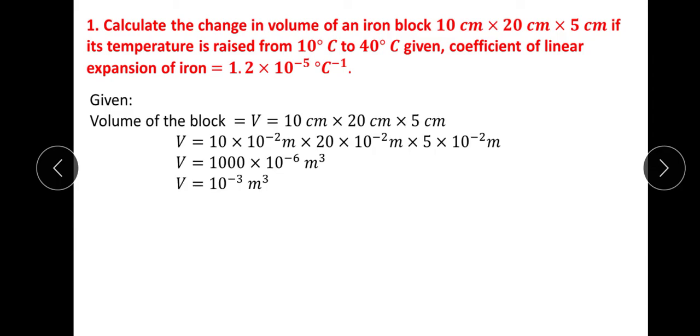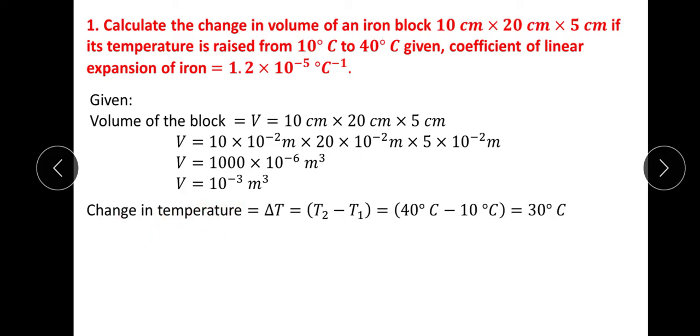First, let us write the given thing. The initial volume of the block V is given as 10 centimeter into 20 centimeter into 5 centimeter. Let us write this in SI units. So 10 centimeter is 10 into 10 power minus 2 meter. 20 centimeter is 20 into 10 power minus 2 meter. And this is 5 into 10 power minus 2 meter. Now multiplying these, you will get 1000 into 10 power minus 6 meter cube. Now volume becomes 10 power minus 3 meter cube.